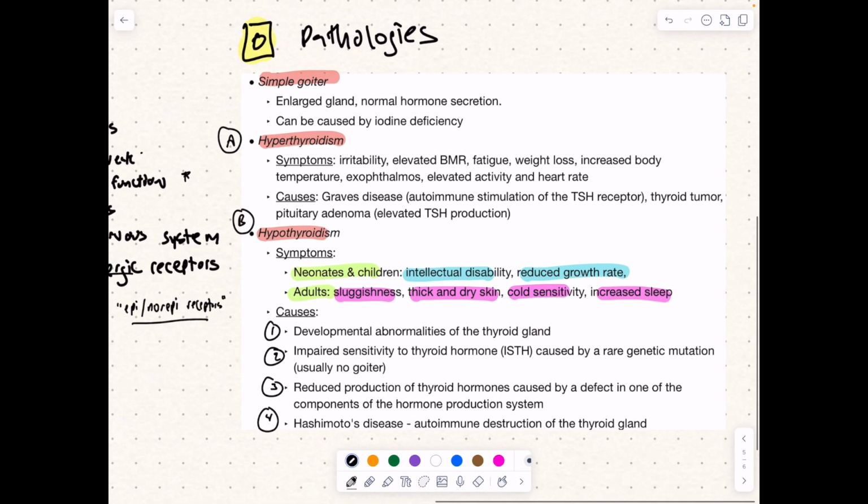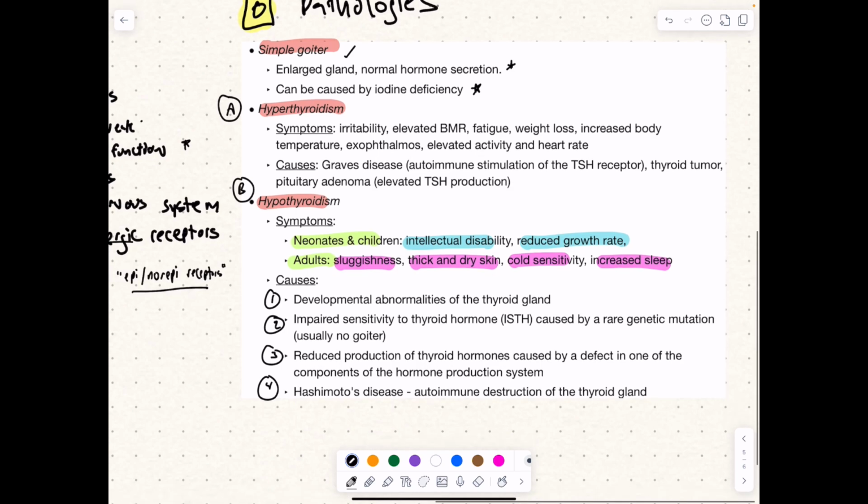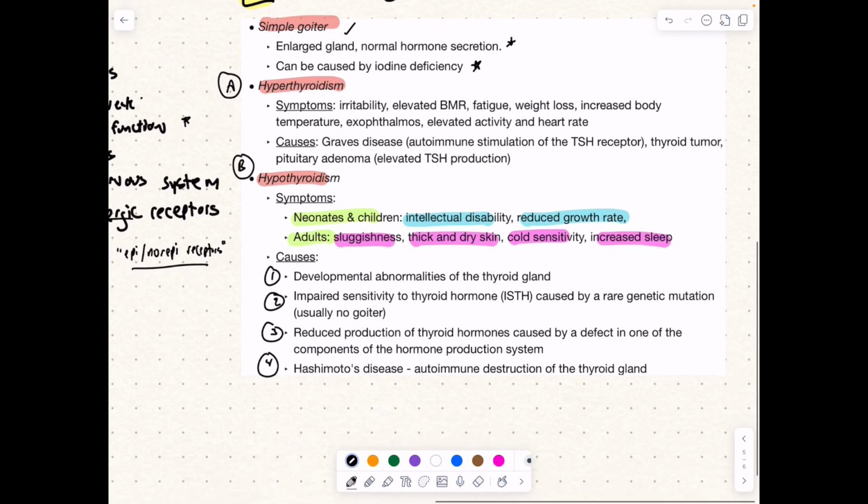All right, pathologies. Simple goiter, just an enlarged thyroid gland, potentially normal hormone secretion, can be caused by iodine deficiency. Hyperthyroidism is basically, we talked about Graves' disease, where you have autoimmune stimulation of the thyroid stimulating hormone receptors. So you have too much T3 and T4, and typically that's a result of a thyroid tumor or a pituitary tumor on your anterior pituitary.